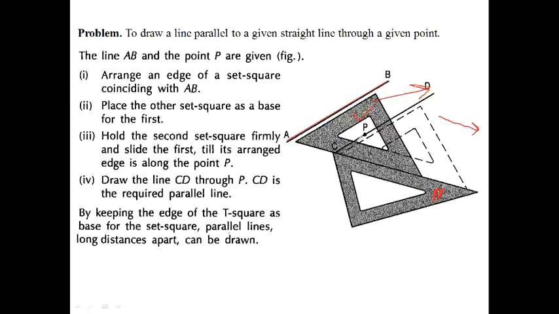So move up to where the P position is given. Clear? Now at this P position, you hold this first set square tightly and firmly, then draw the CD line through the point P. Clear? So CD will be the required line parallel to AB. So in this way, you can draw any parallel line. Okay.